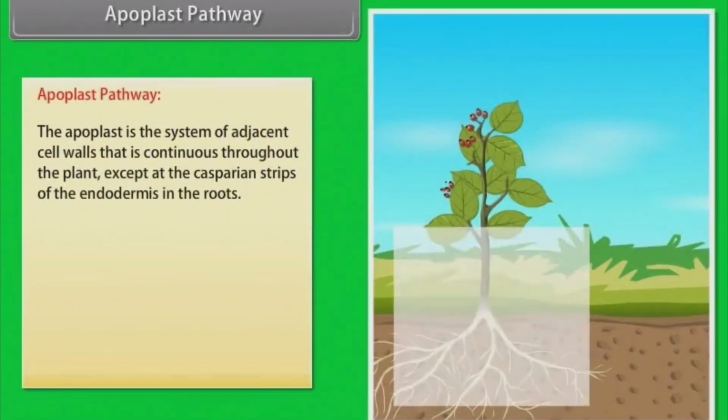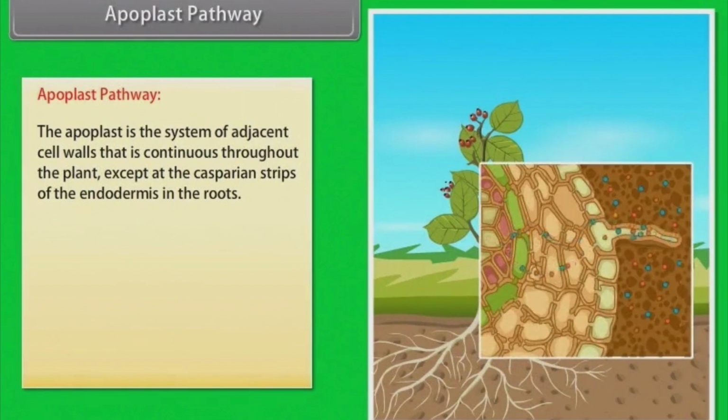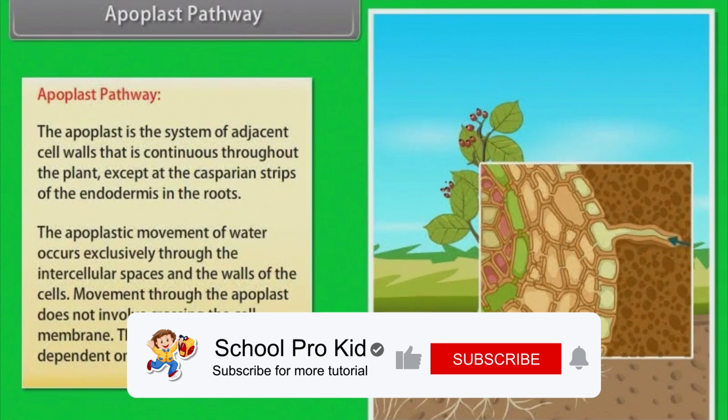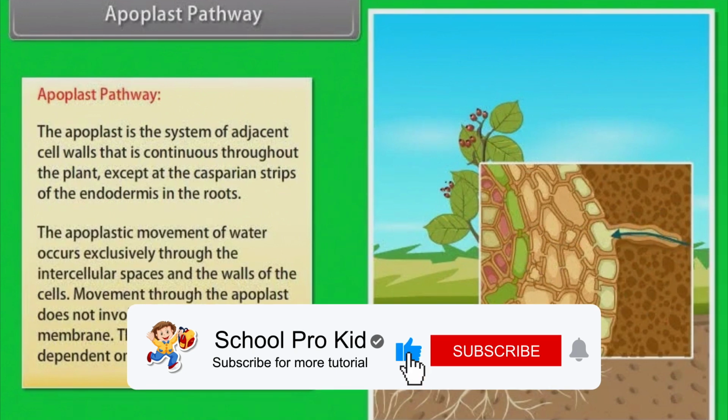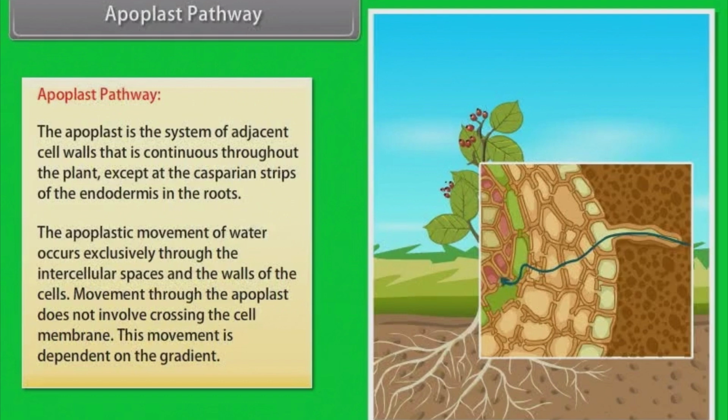Apoplast pathway. The apoplast is the system of adjacent cell walls that is continuous throughout the plant, except at the Casparian strips of the endodermis in the roots. The apoplastic movement of water occurs exclusively through the intercellular spaces and the walls of the cells. Movement through the apoplast does not involve crossing the cell membrane. This movement is dependent on the gradient.